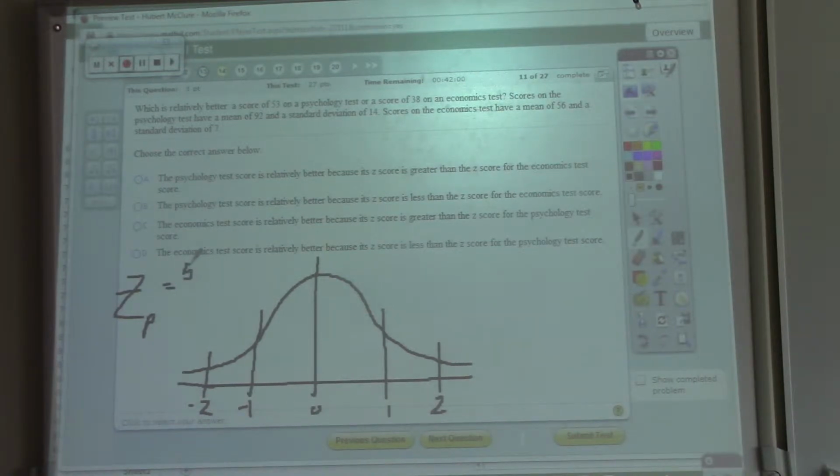53 minus 92 over 14. Economics is equal to 38 minus 56 divided by 7.